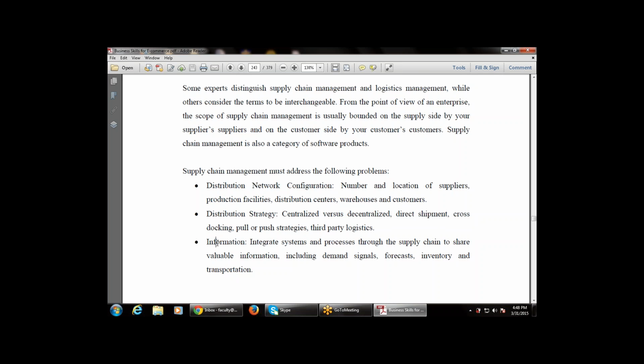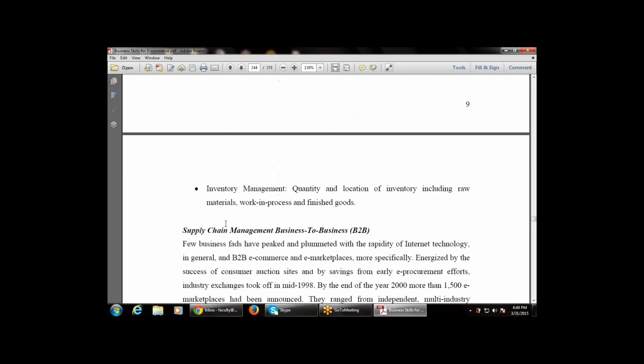The next is information, that is what type of information must be processed. Integrate the systems and processes through the supply chain to share valuable information, including demand signals, forecast, inventory and transportation. What type of information is addressed with the supply chain so that it suits the problem or the users.